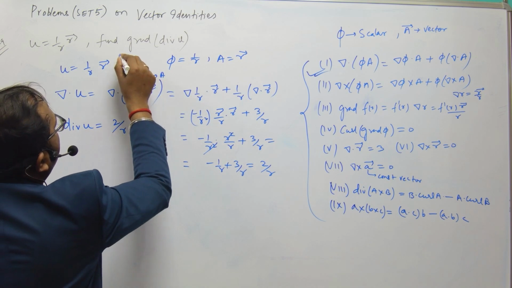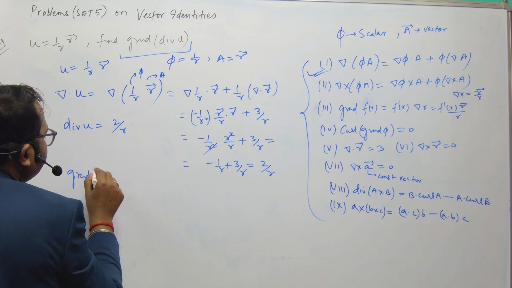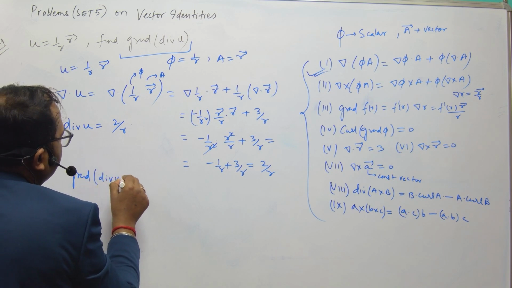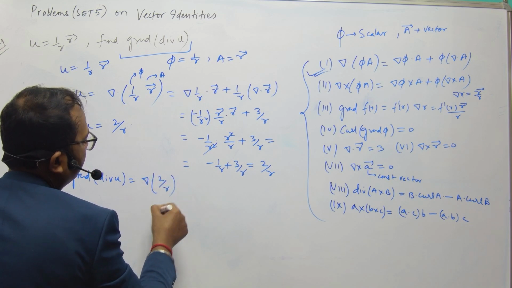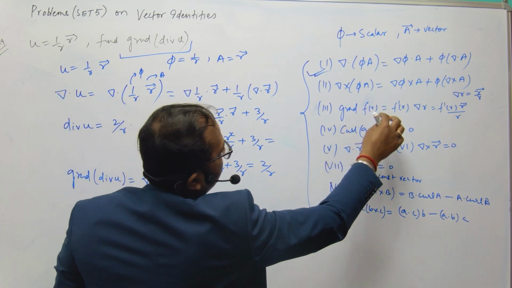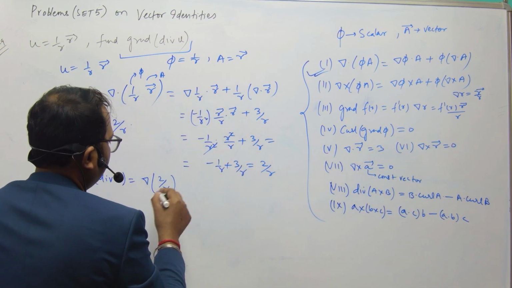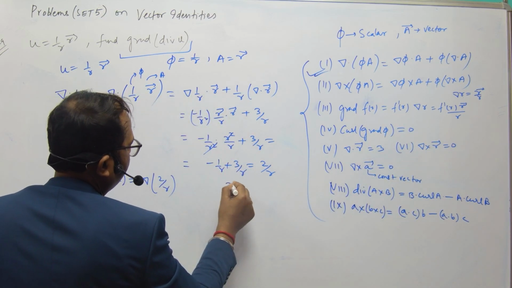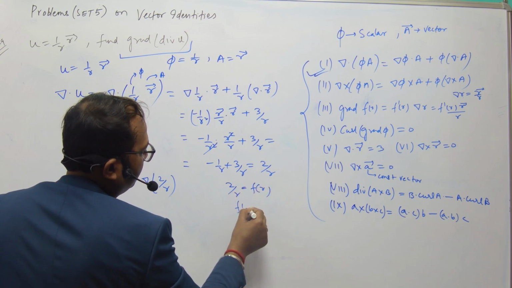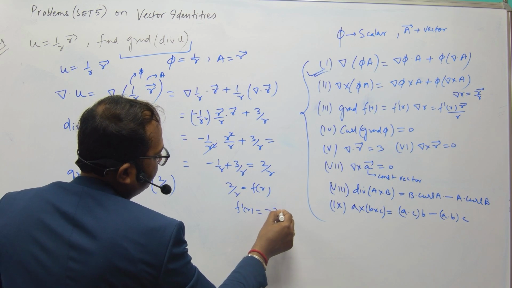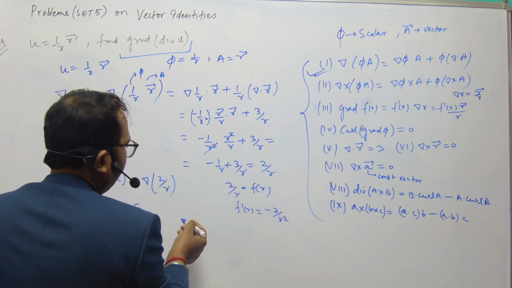So let us find the gradient of divergence of u. This is equal to gradient of 2 upon r. Let us use this formula: gradient of f of r is equal to f dash r into del of r. Let us take 2 upon r as f of r. Then f dash r will be minus 2 upon r square.